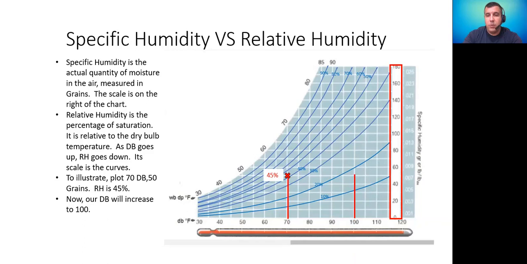Here's our new dry bulb line, and our X is going to go from left to right. And now look what happened to our relative humidity. Did it go up or down? It went down. It went down to 17%. So that tells us something.